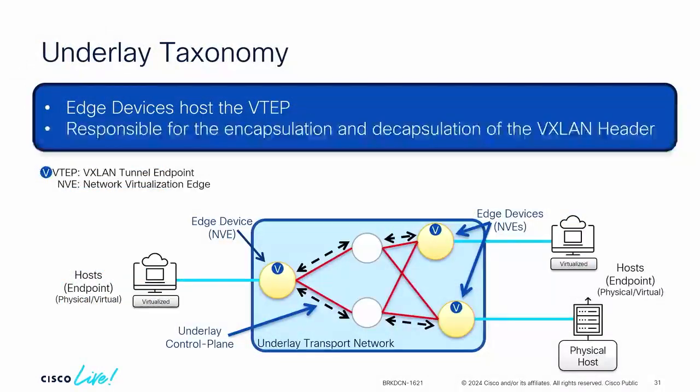Now, when we start looking at the underlay taxonomy, let's look at the pictures here of what we're talking about. We have these edge devices, and these edge devices are what we call in the standards network virtualization edge. It's really a role of a different device. It could be a switch, it could be a router, it could be a virtual switch. Its job is to encapsulate that traffic coming from your Ethernet, ship it into a VXLAN packet and send that over to the fabric.